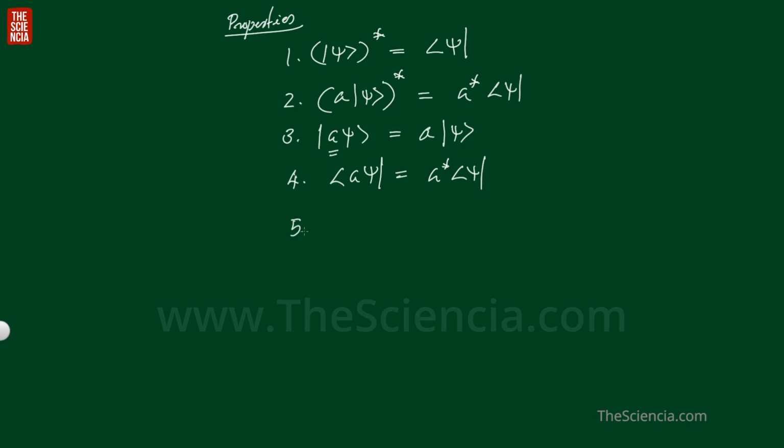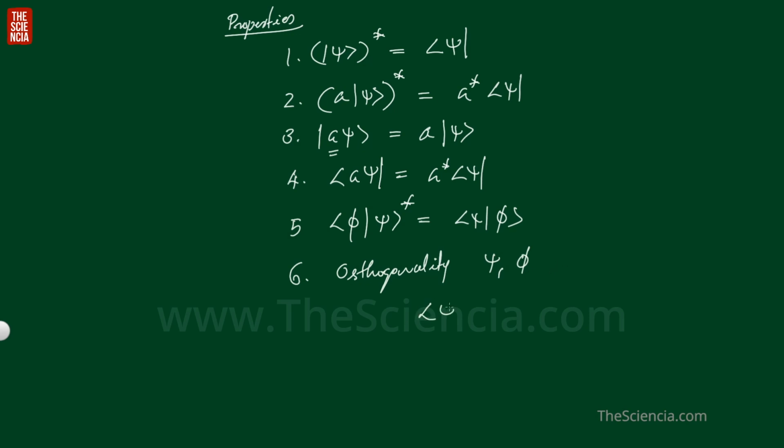Fifth property, the conjugate of bra psi ket psi is equal to bra psi ket psi. Sixth property, orthogonality. If two wave functions psi and phi are orthogonal, then the inner product bra psi ket phi will be equal to 0.